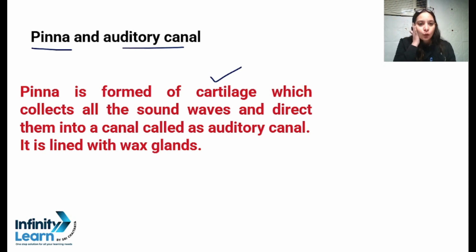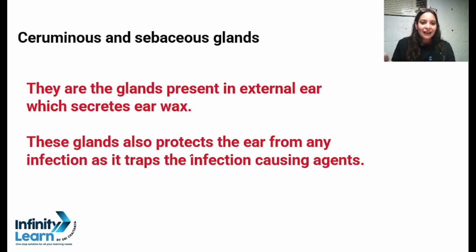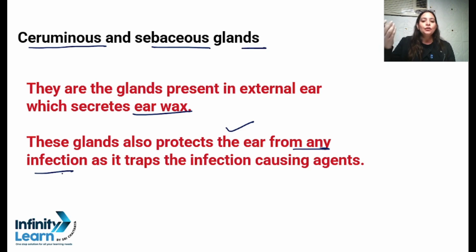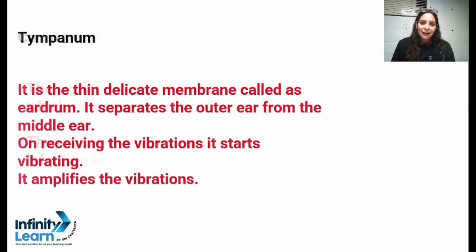And when it collects all the sound waves, it directs them into a canal which is called the auditory or ear canal. You must have noticed the wax inside the ears. So you are right, because in the outer ear there are wax glands which secrete wax. These glands are called ceruminous or sebaceous glands, and their function is to produce, or you can say secrete, earwax. And why is earwax secreted? The reason is that if any infection-causing agent enters, it traps it. So you can say that it protects our ears from infection-causing agents if by chance they enter.